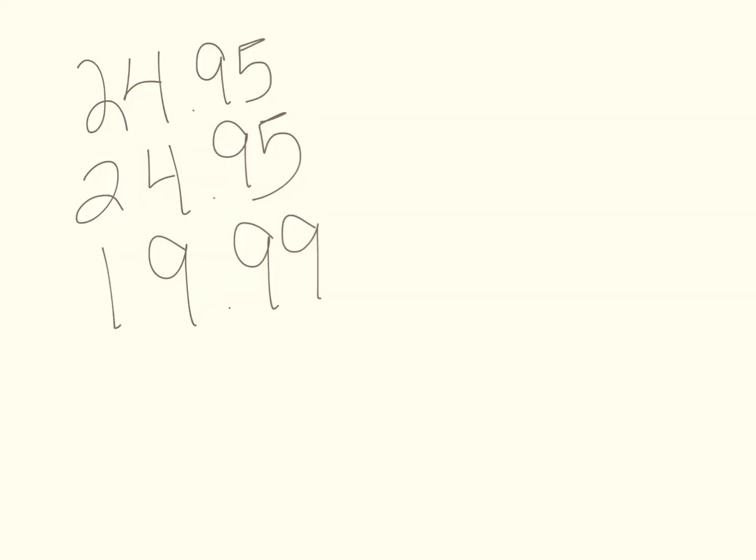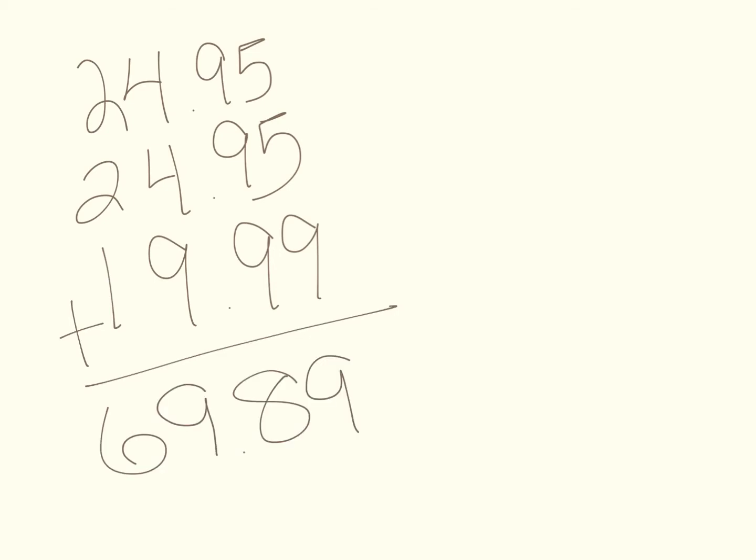All right, so here they are, $24.95, $24.95, and $19.99, 3 t-shirts. And we need to find the total that those 3 shirts are going to cost. So go ahead and add them up. If you want to grab a calculator, go ahead and do that. Pause the video and see if you get the same thing I get. So I got $69.89. That's the amount they would cost without a discount.